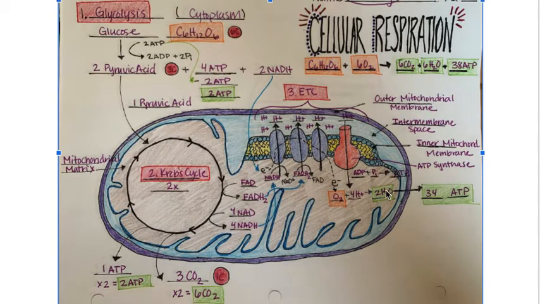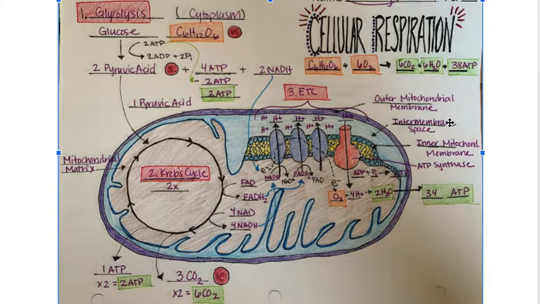And what's really important here is that we make 34 ATPs for every 1 glucose molecule that we have. Meaning that's where we make a ton of the ATP that the cell uses. That's why oxygen is so important in cellular respiration, because it's needed in the electron transport chain, and that's where we get most of our ATPs from.